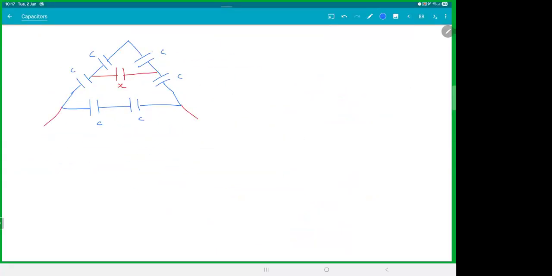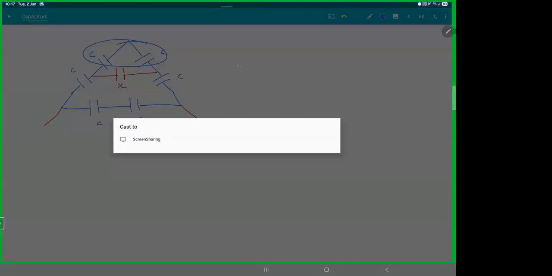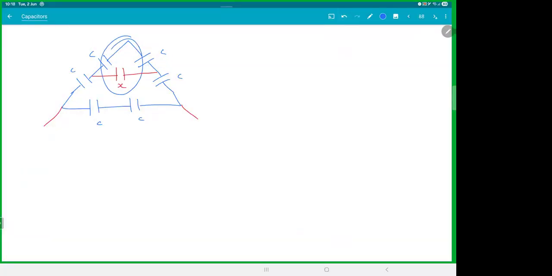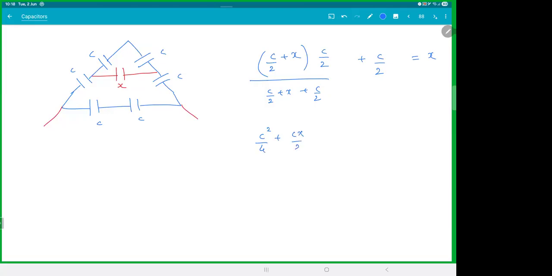So the equivalent capacitor of this C and C will be C by 2. C by 2 and X are in parallel, so that will be C by 2 plus X in parallel. That and these two are in series. So that will be C by 2 into X plus C by 2 by C by 2 plus X. That and this C by 2 is in parallel, plus C by 2. This whole thing is equal to X. So you can simplify this: C square by 4 plus Cx by 2 plus C plus X plus C by 2 is equal to X.